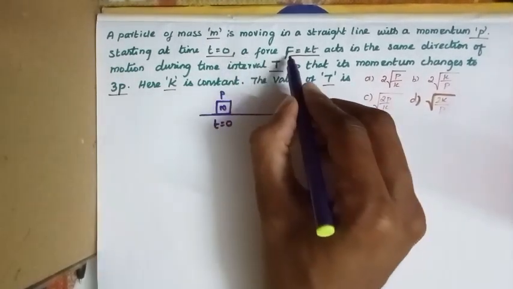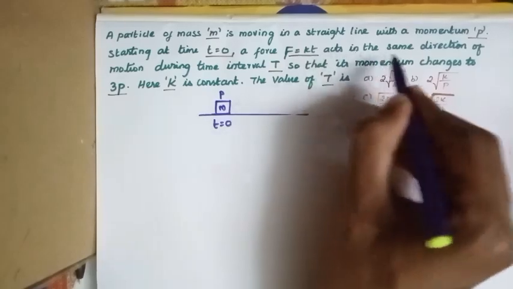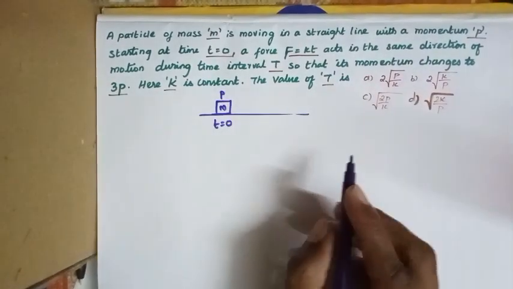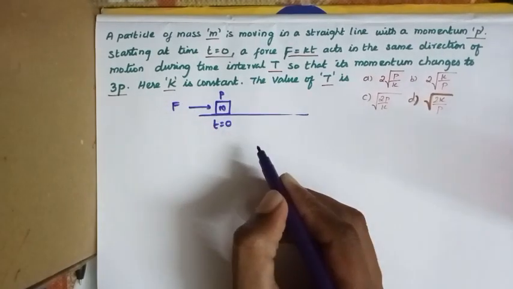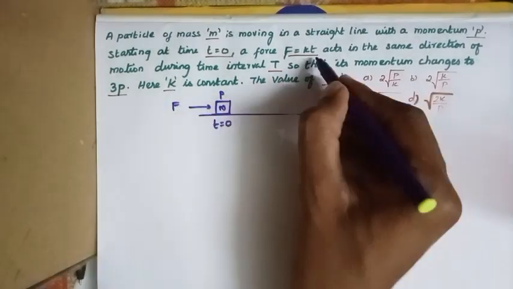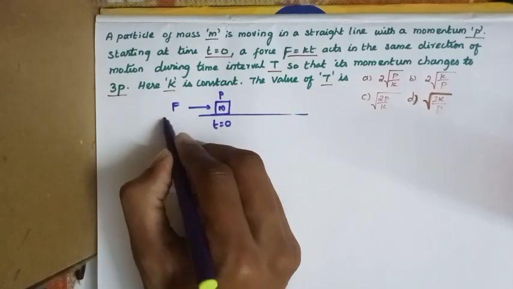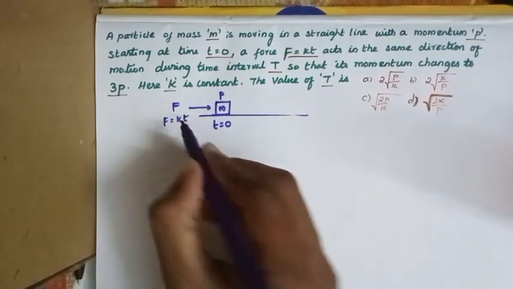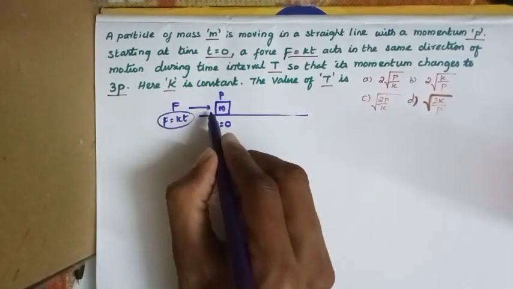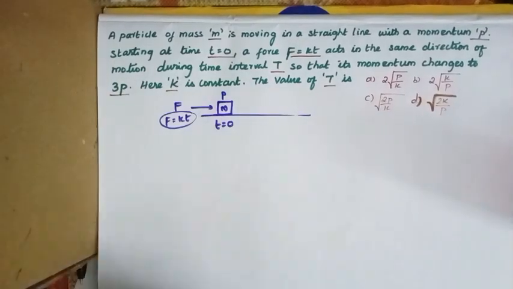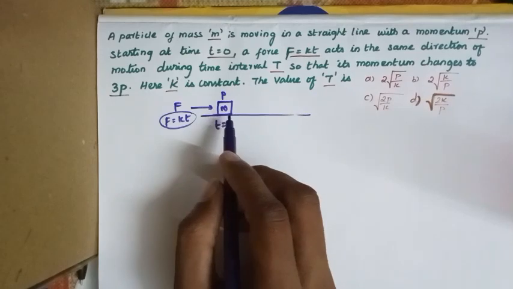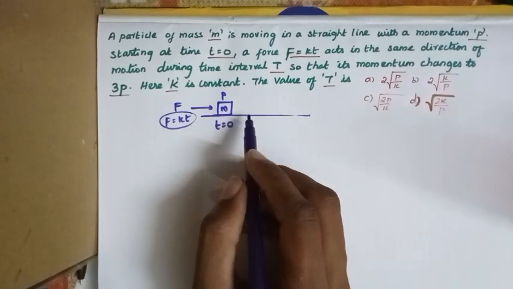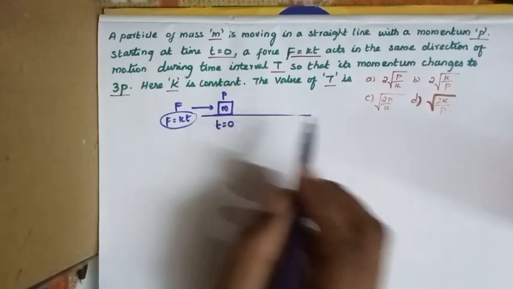Then a force F equal to kt acts on it in the same direction. Okay, so at this time a force F is acting on it. Its value is given as F equal to k times t. So this force is acting along the direction of motion. So what will happen if a force is acting on a moving particle along its direction of motion? The velocity of the particle will increase.